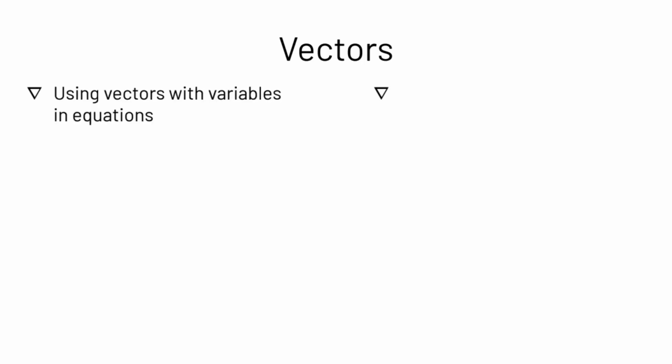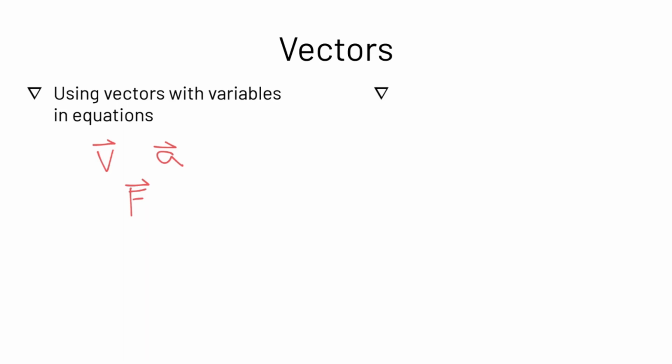Okay, so using vectors with variables in an equation. If we have a v for velocity, to denote that it's a vector, we draw a little arrow above the v. That lets everybody know when we're looking at it that it is a vector. Same thing if we had an a for acceleration, draw a little arrow above it. Or f for force. Force is a vector. So we draw a little arrow above it, and that lets everybody know that it is a vector.